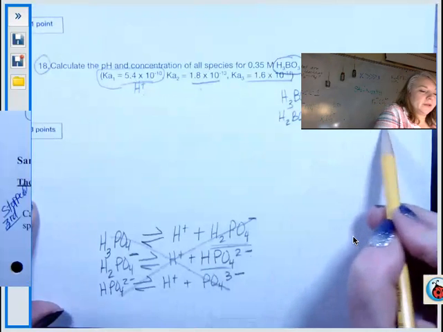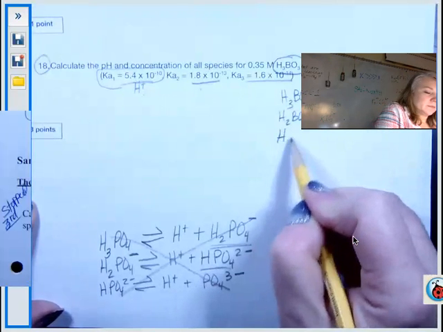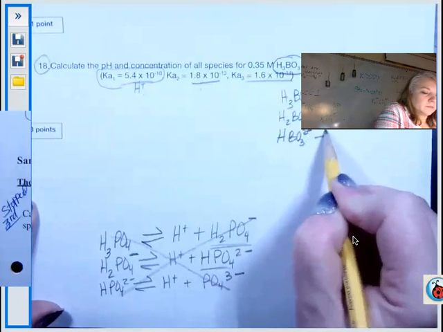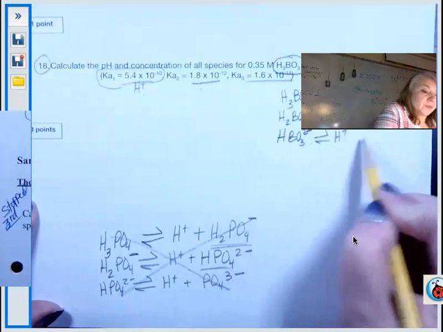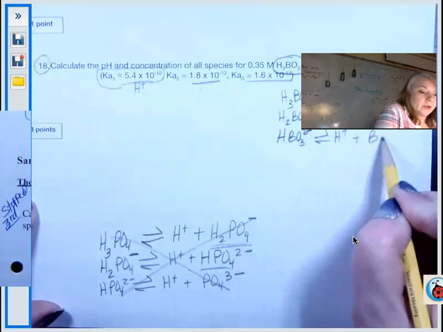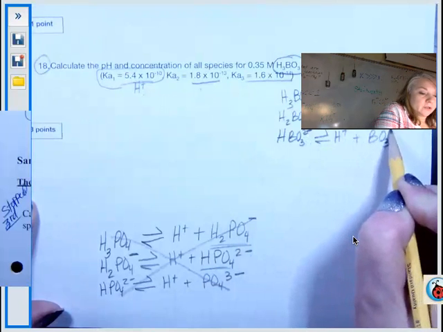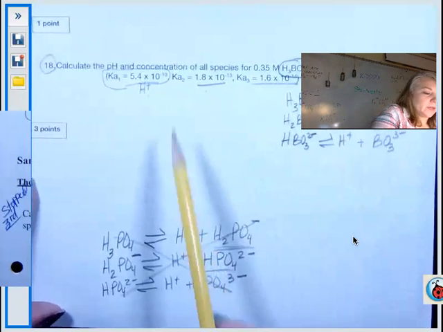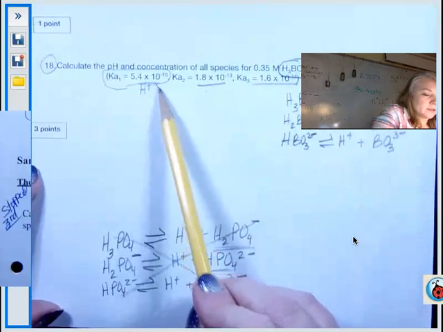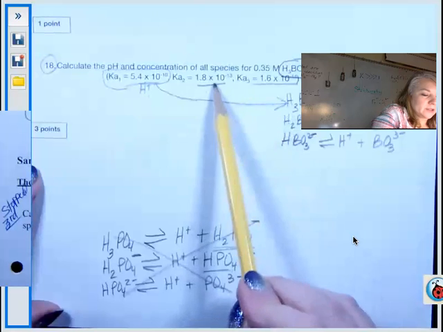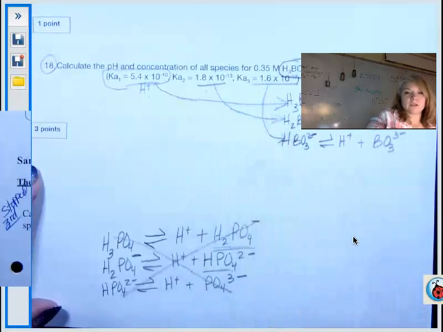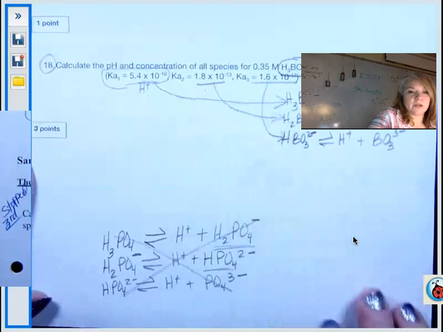Now we take that one and we keep breaking it down, giving hydronium. And so you're finished once you get rid of all of your hydrogens. They gave you the Ka values for each one of these. Ka1 belongs to that one. Here's Ka2 and Ka3. You see all your Kas.